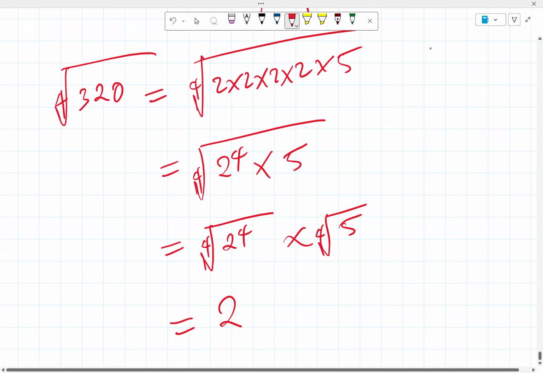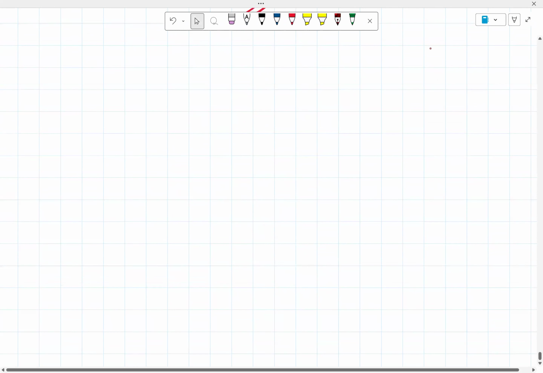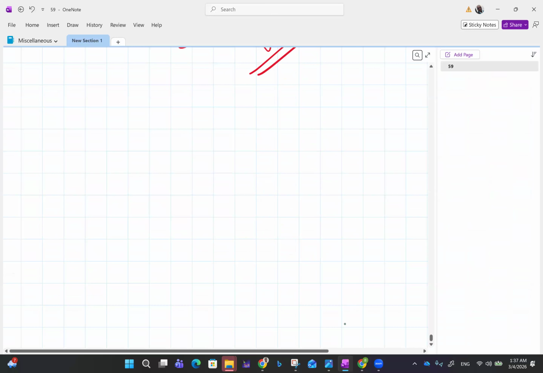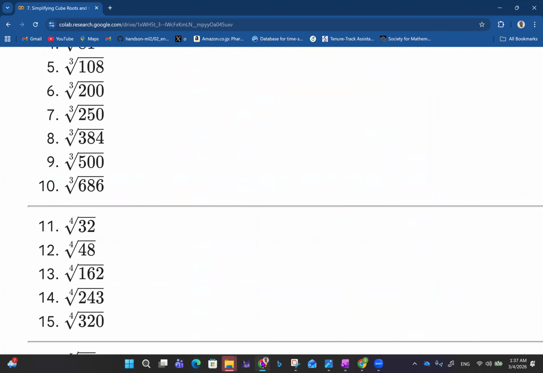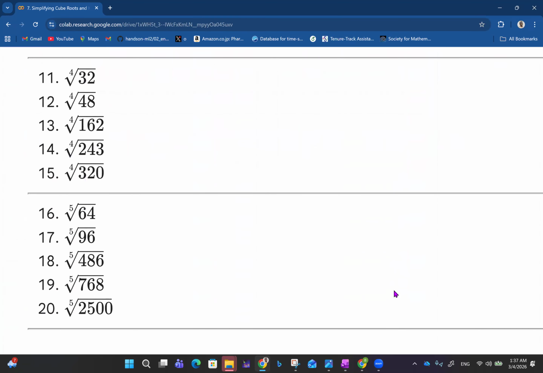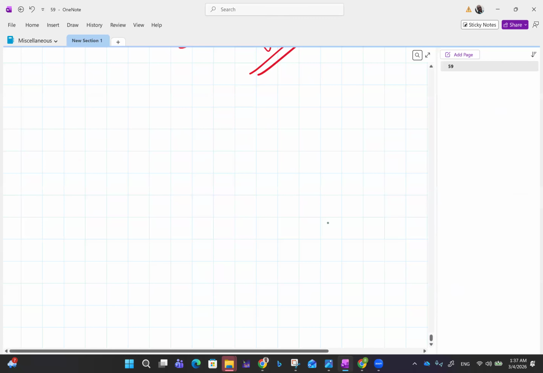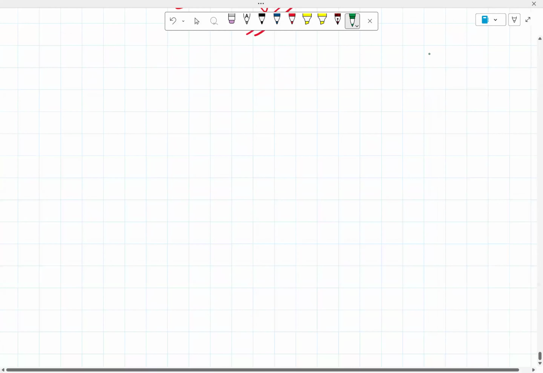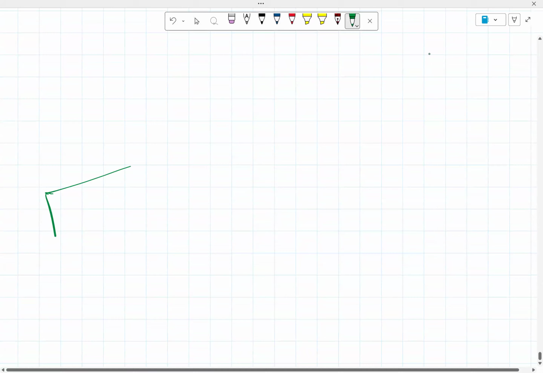Then the fourth root of 5 is irrational, like that. So that's 2 times the fourth root of 5. Okay, lastly, let's go for fifth roots. For fifth roots now, I'll pick the last one, 2500. So the fifth root of 2500.